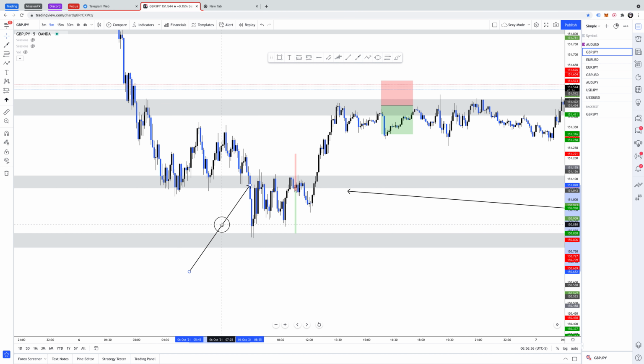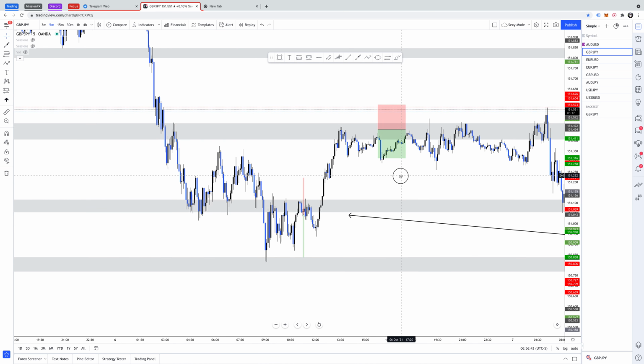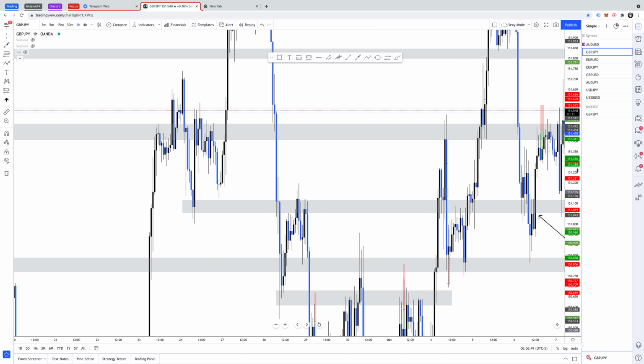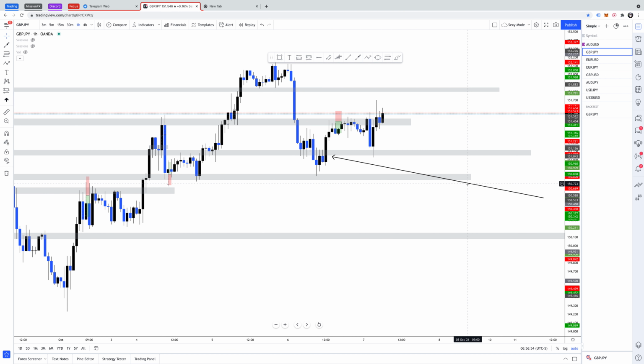The more a support and resistance zone is tested, the less likely it is to be respected. Repeat after me. The more a support and resistance zone is tested, the less likely it is to be respected. I want you to be laying in your bed tonight saying that to yourself. Put it in the comments.